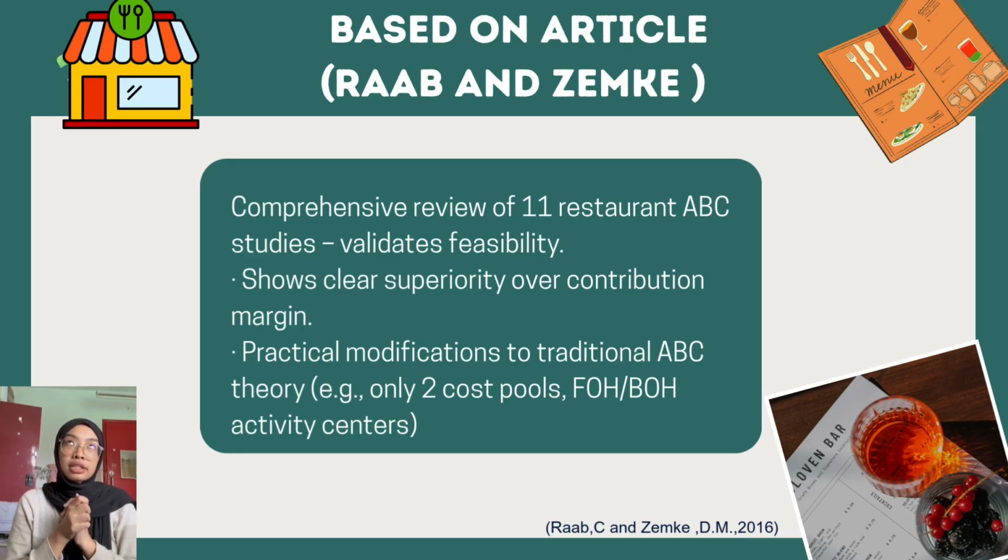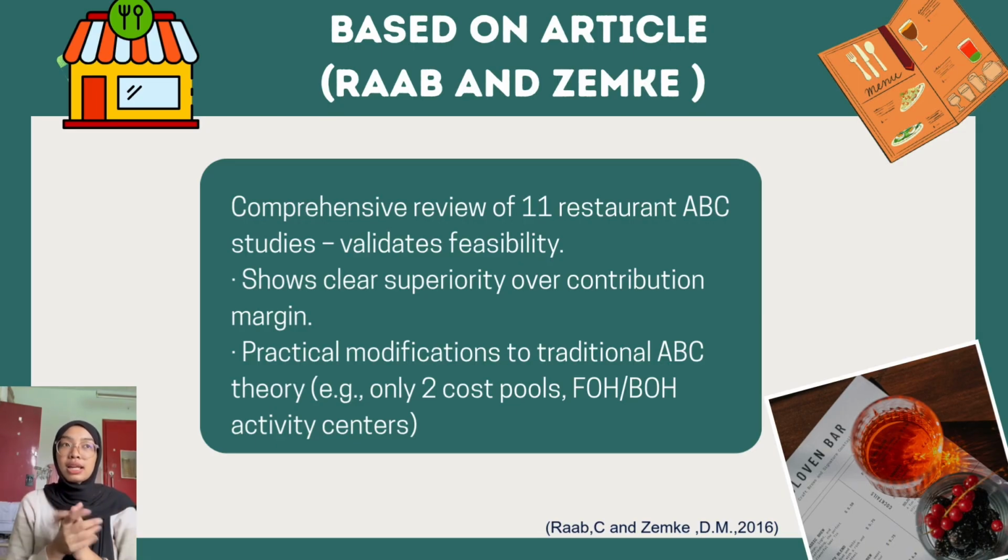Third, the article also mentioned it did not just copy the manufacturing ABC model, but made practical modifications for restaurants, like using only 2 cost pools, which separate front of house from back of house activities. That makes ABC feasible, not just academic.